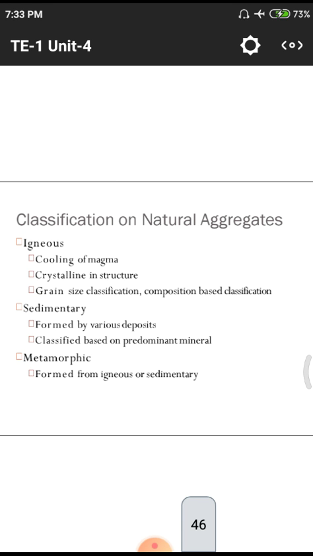So the sedimentary rocks will form due to different deposits. Different deposits means different kinds of aggregate with different particle shapes, particle sizes and particle compositions. Next one, classification based on predominant mineral. Predominant mineral means in a few places we are having these mineral deposits. For example, in our Andhra Pradesh we are having a huge quantity of mica available in Nellore.